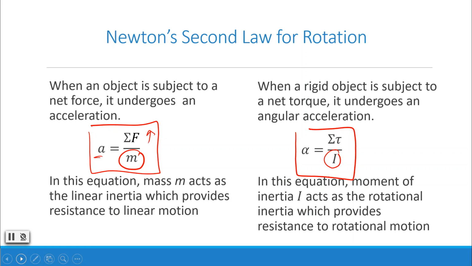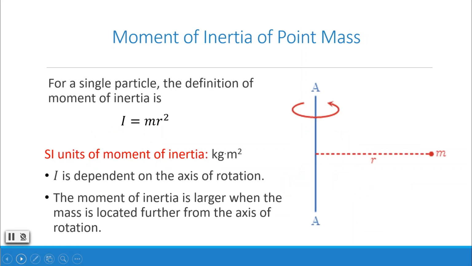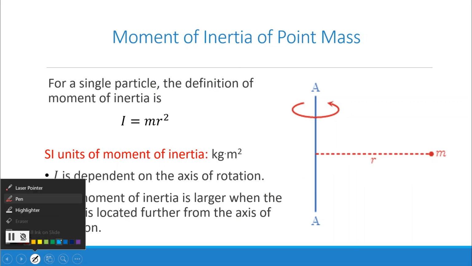So it provides resistance to rotation. It's related to mass, but it's also related to where the mass is located. So we need to dig in on what this moment of inertia, the rotational inertia, actually means before we can go on and learn to solve problems with rotational dynamics.